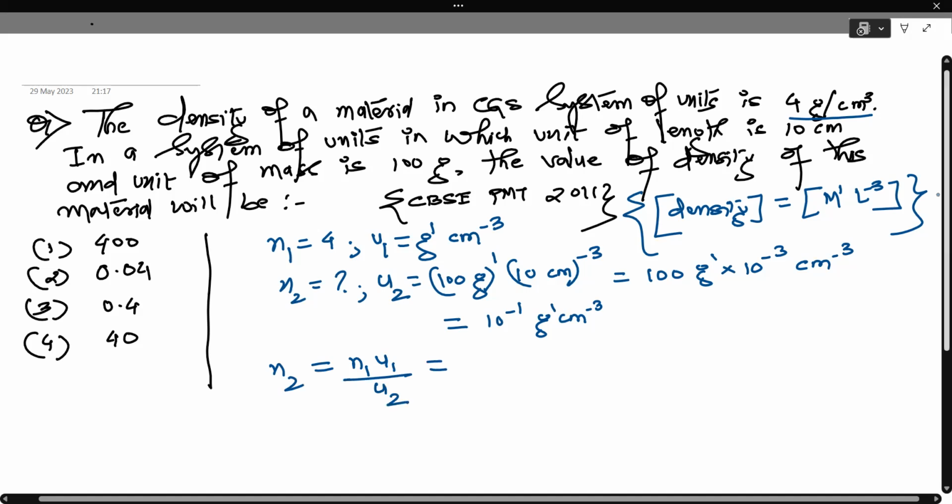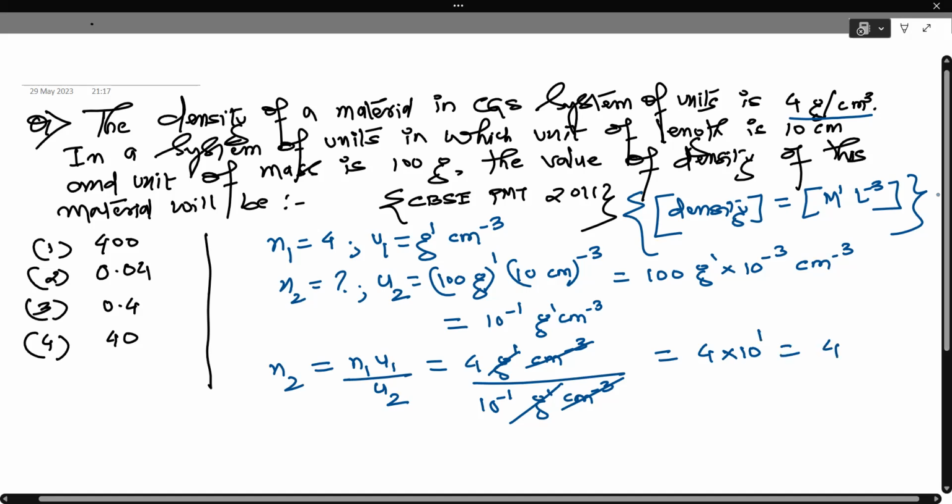And now you know the formula that n2 will be equal to n1 u1 divided by u2. What will the answer be? n1 is 4, u1 was gram per centimeter cube, divided by u2, which we found to be 10 to the power -1 gram per centimeter cube. So now the units will cancel out. What remains? 4 into 10 to the power, going up, 1. So the answer will be 40. That is our option number 4.